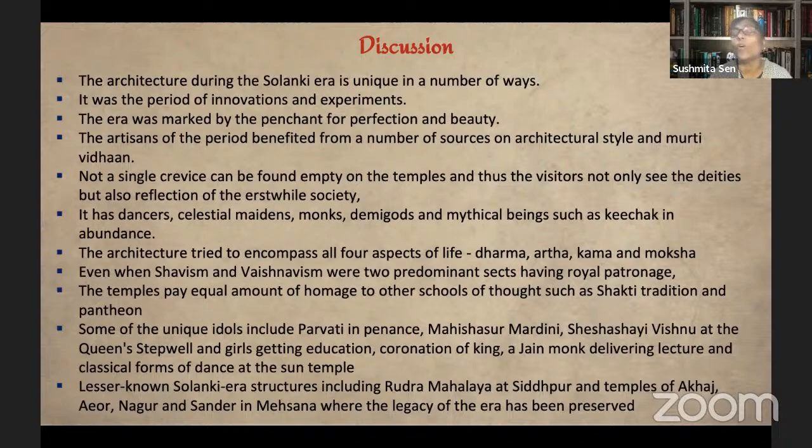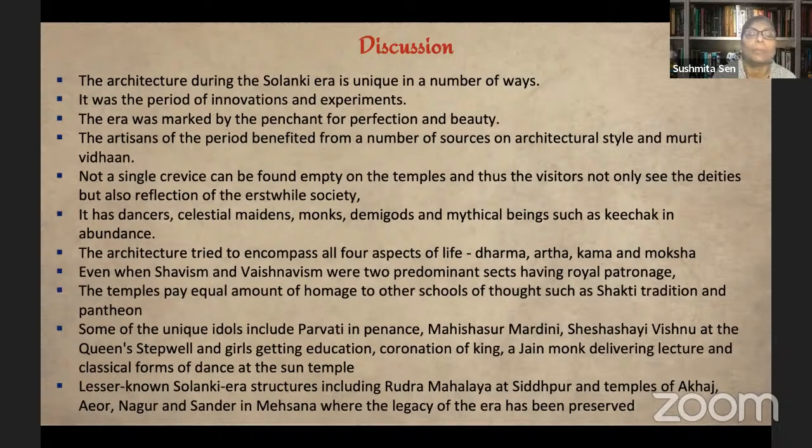They were not only worshippers of Shaivism and Vaishnavism. These were the two main dominant sects, but they were giving importance to the Shakti traditions also, because in Shamlaji we have found many Matrika figures and even Mahishasura Mardini figures lying around in the temple. Some of the unique idols include Parvati in penance, Mahishasura Mardini, Sheshashai Vishnu at the Queen's Temple, girls getting education, the coronation of a king, a Jain monk delivering a lecture, and classical forms of dance at the Sun Temple.